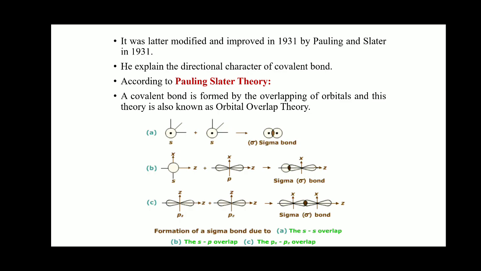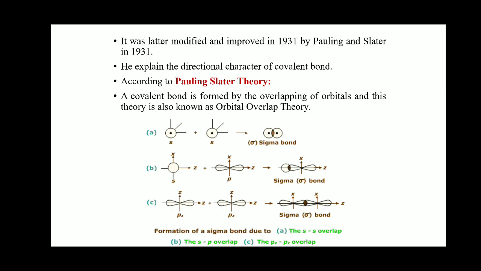So this valence bond theory was later modified and improved in 1931 by Pauling and Slater. They explained the directional character of the covalent bond. According to this Pauling-Slater theory, a covalent bond is formed by the overlapping of orbitals, and this theory is also known as orbital overlap theory.